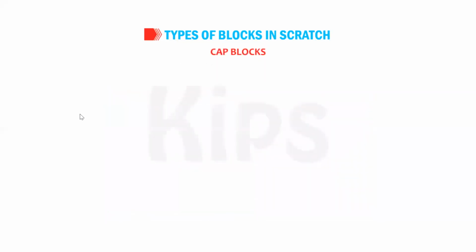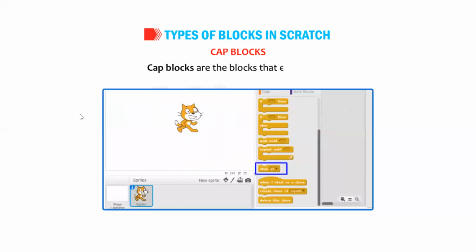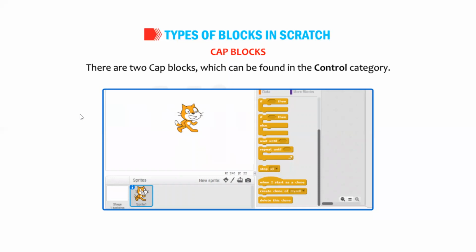Cap blocks. Cap blocks are the blocks that end scripts. They are shaped with a notch at the top and a flat bottom. You cannot place any blocks below them. There are 2 cap blocks, which can be found in the control category.